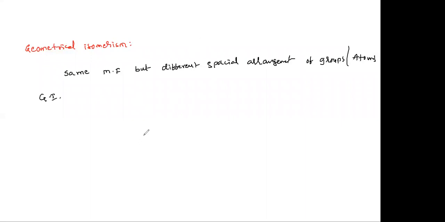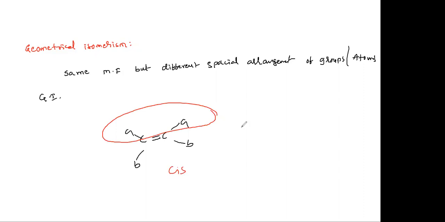For example, carbon and carbon, here A, B, then B, A. If two groups are on the same side, what is this? Two groups on the same side, that is cis. If two groups are in the opposite direction, see A, again B, B, what is this? Trans. But we cannot convert cis to trans or trans to cis. It is not possible. Why is it not possible?